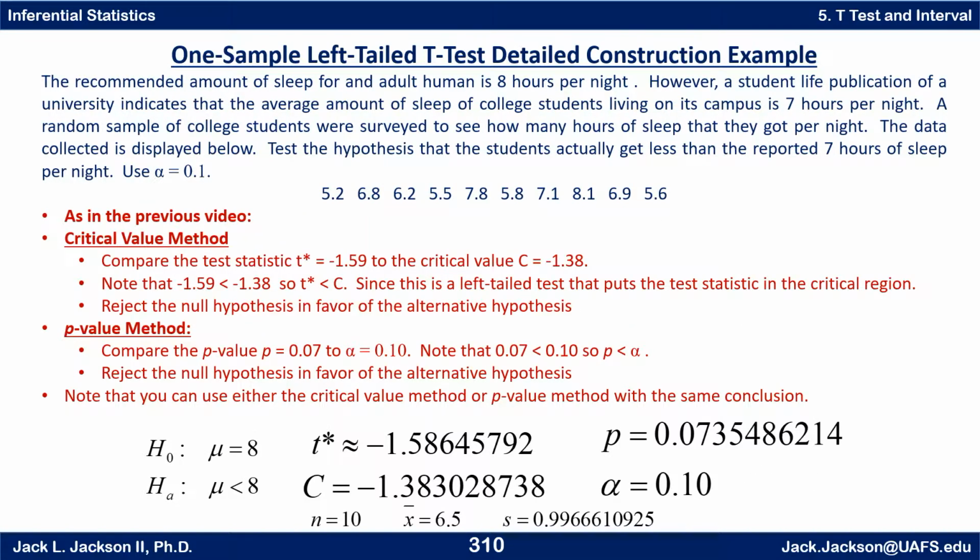So either way, what do we get? We got the test statistic is to the left of the critical value, and we got a p-value less than alpha. Either one of those things is enough to tell us that we reject the null hypothesis in favor of the alternative hypothesis. Note that you can use either the critical value or the p-value method with the same conclusion. However, in this particular case, the calculator directly produces the p-value, so the p-value is the easiest thing to use.